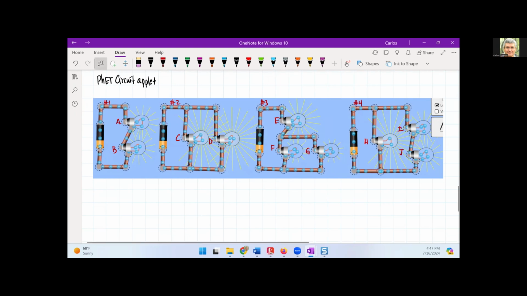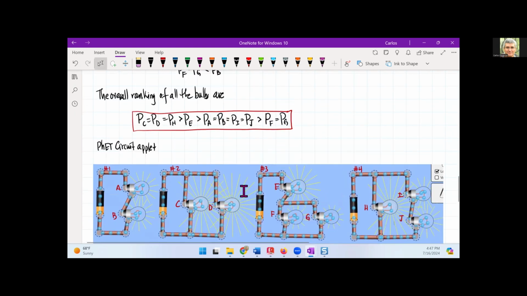So if I look at my rankings, just looking at the lines, we can clearly see that C, D, and H are the brightest of the bulbs. The next brightest, the ones with the longest line, has to be E, and that agrees with us. That's the second brightest. And then we go to A, B, I, and J for the third brightest. If I compare A, B, I, J to F and G, you'll see that they're definitely brighter than F and G. So this agrees with our rankings right here.